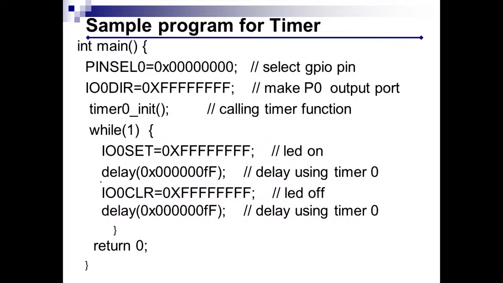This is a sample program for the timer. This is a main program. This is a pin select. It will select the GPIO pin. IO0 DIR, that will make your port 0 an output port. Timer 0 underscore initialization will call the timer function.